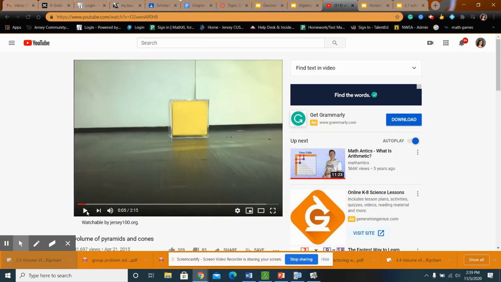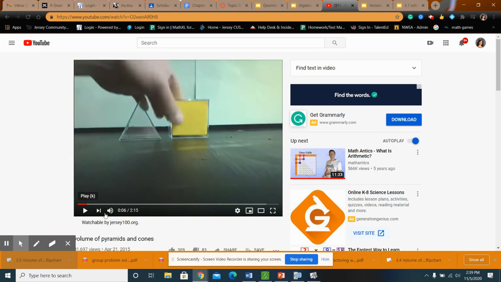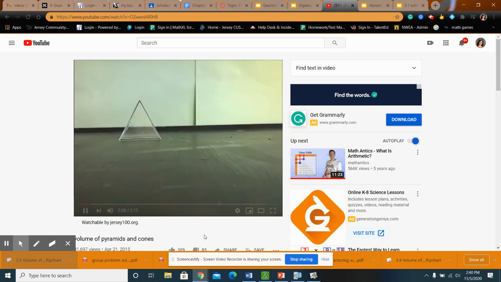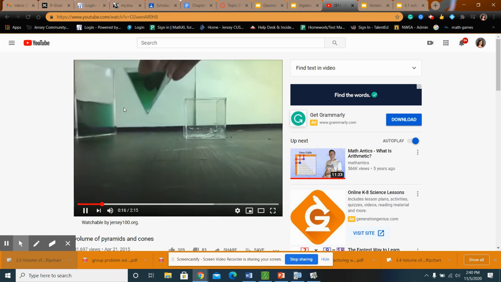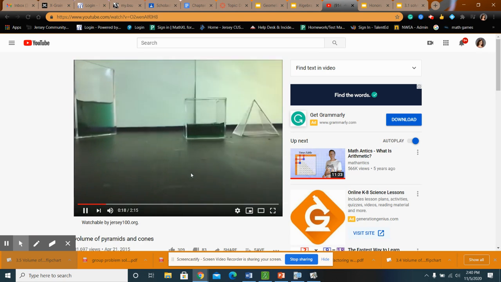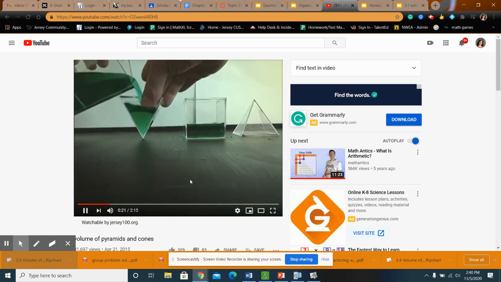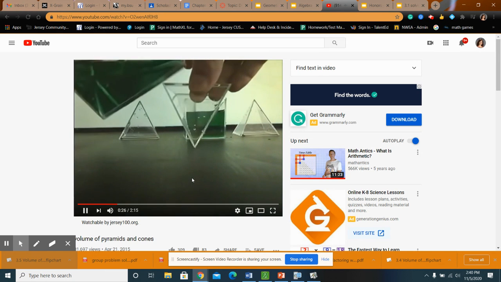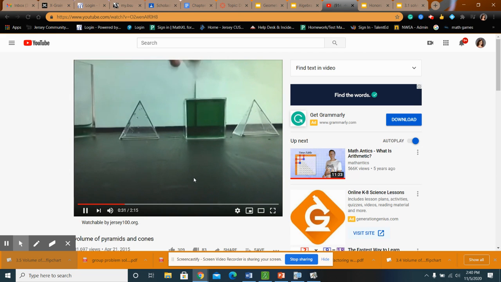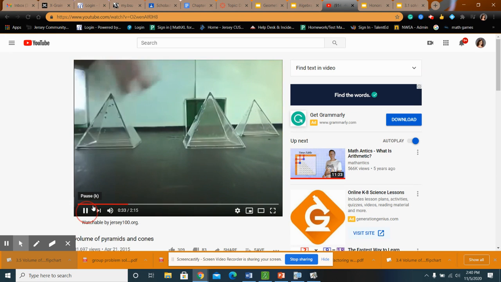Let's see if it will play for us. And here we go. Oops. So there's your pyramid, and there's a cube. They have the exact same bottom. We're going to fill that pyramid all the way up with water like a volume. And watch how many it takes to fill up the cube. Some people would think that it would only take 2, but it actually takes 3 of those to make one of those. So it takes 3 pyramids to fill up 1 cube.